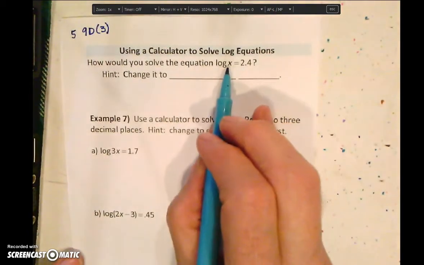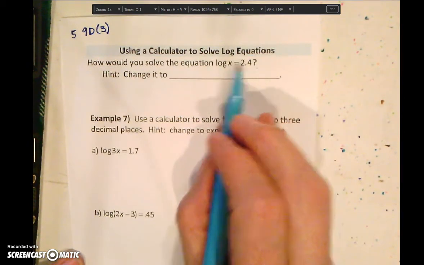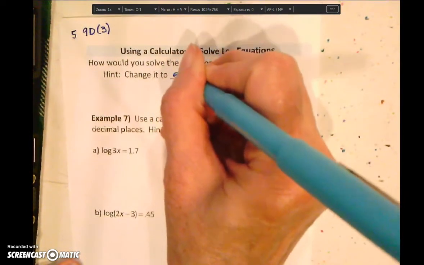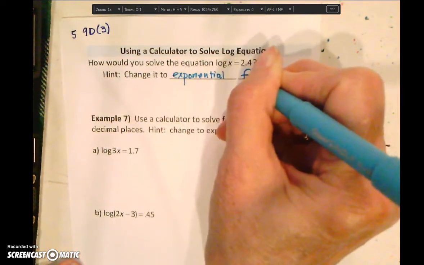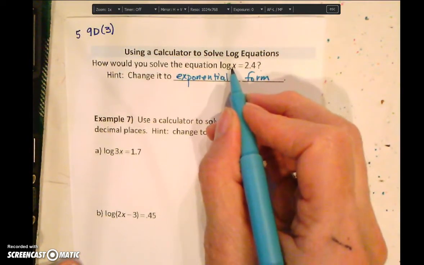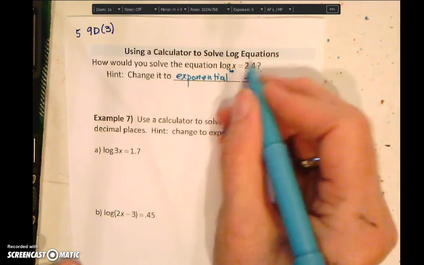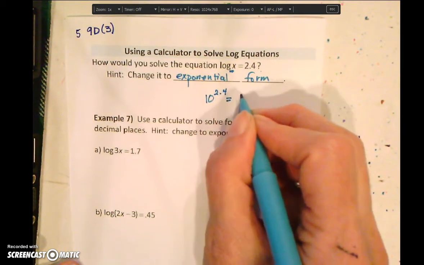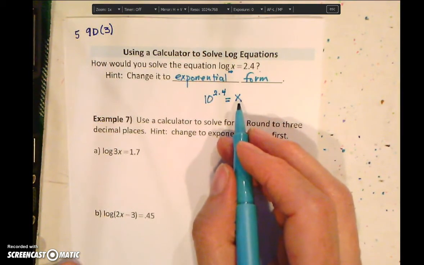All right, so here I have this equation, log of x is equal to 2.4. In order to solve a log equation, typically what you do is you change it to exponential form. So in this case right here, there is an understood base of 10. So I'm going to write that little 10 right there. Understood base of 10. So in exponential form, this would be 10 to the 2.4 is equal to x. And then we'd go to our calculator to calculate that.